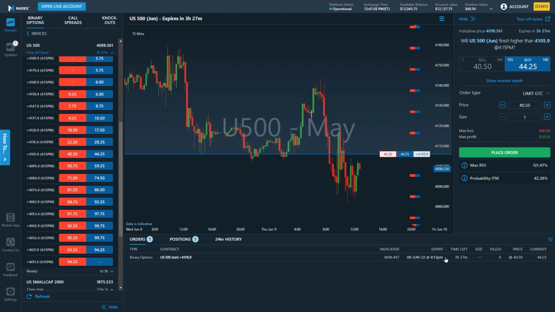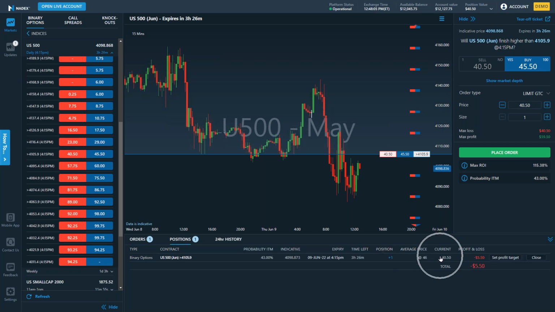I'm trying to buy one at 40.5. Am I going to buy it? I don't know. Someone would have to sell it to me, but I do know that I've already bought one at 46. That's my current position. I'm trying to buy another one at 40.5.